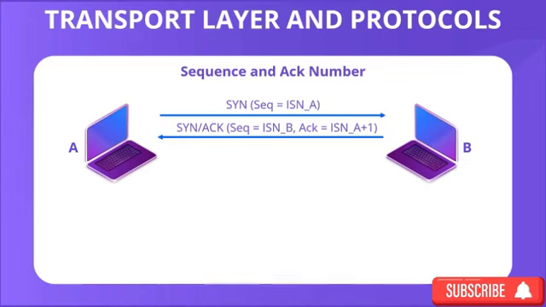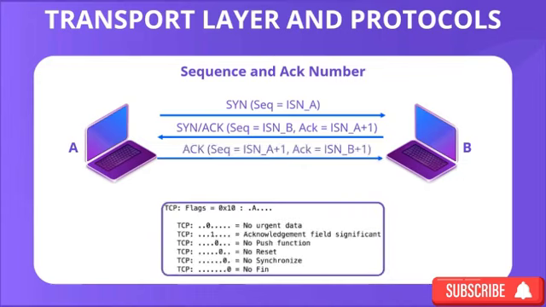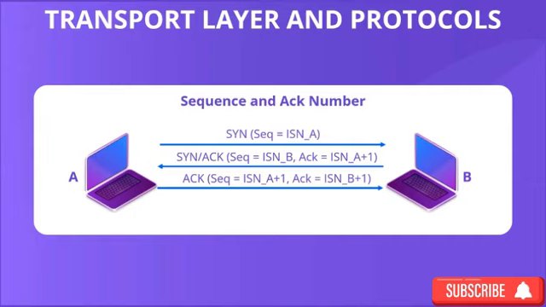To complete the three-way handshake, machine A responds with an ACK packet which has a sequence number of ISN A plus 1. It's the next packet, so the sequence number has to change from the value in the original SYN packet. The acknowledgement number field is set to ISN B plus 1, thereby acknowledging the SYN-ACK packet, right? So we have now exchanged sequence numbers.